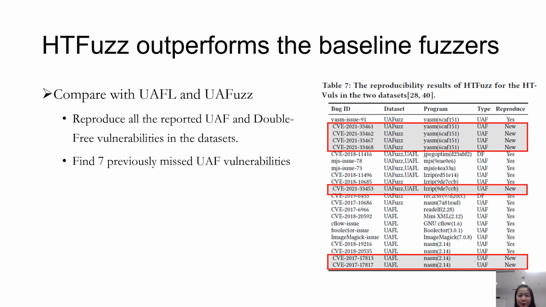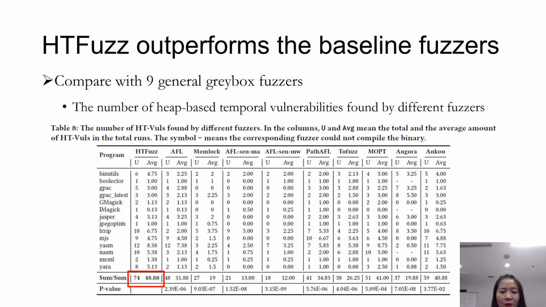In the following, we compare HTFuzz with the datasets of UAFL and UAFuzz and reproduce all the reported UAF and double-free vulnerabilities. In addition, we found 7 previously missed UAF vulnerabilities. We also compare HTFuzz with 9 general greybox fuzzers. HTFuzz is more capable of discovering heap-based temporal vulnerabilities according to the total and the average number. Based on the p-value of the Mann-Whitney U-test, it outperforms all the baseline fuzzers.